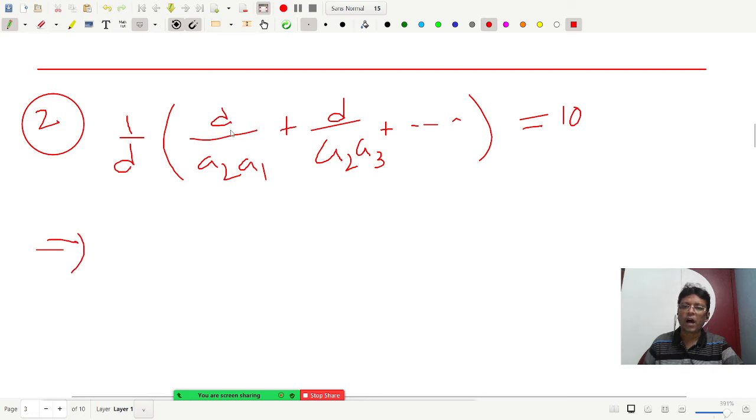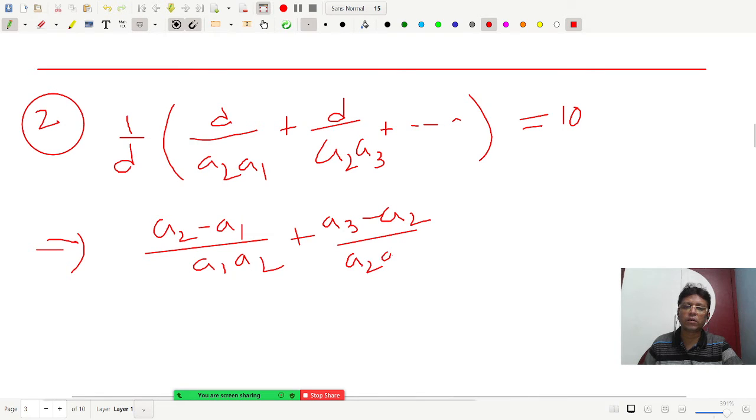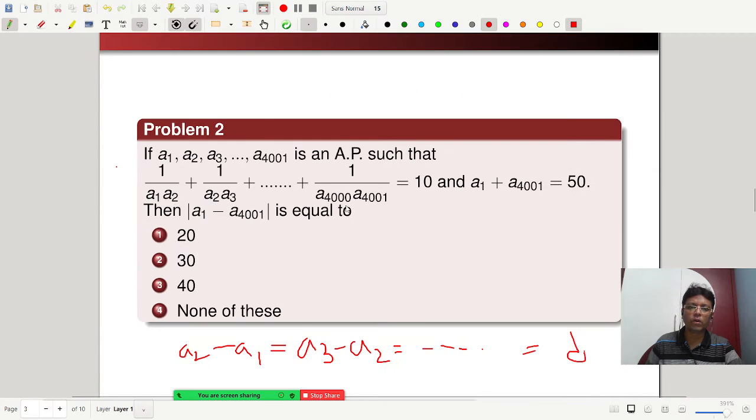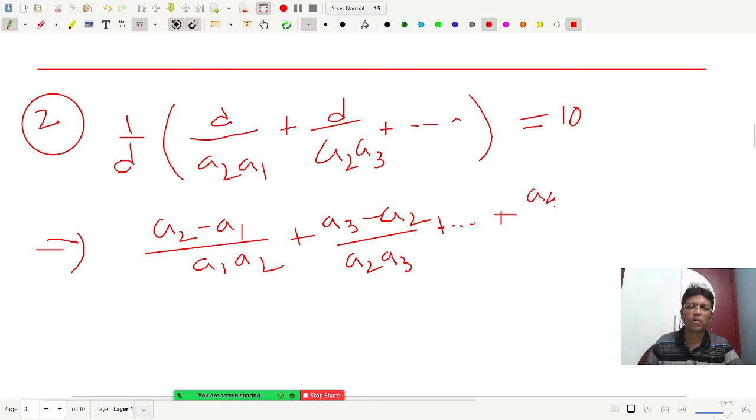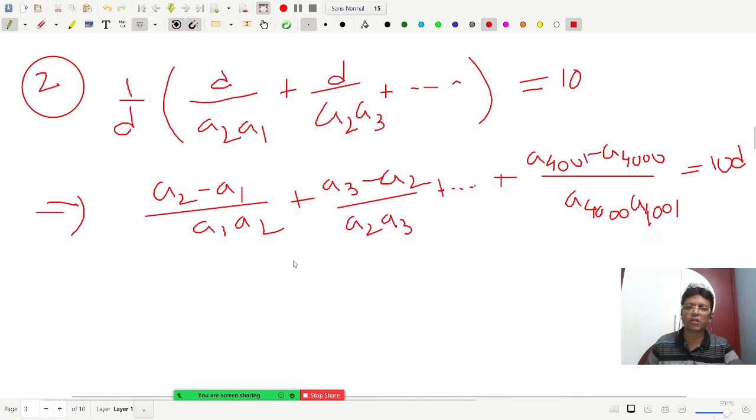So what I'm doing, I'm writing this D as A2 minus A1 by A1 A2, A3 minus A2 by A2 A3 plus etc. The last term was this one, A4001 minus A4000 over A4000 A4001, equal to 10D. I'm just cross multiplying D on that side.